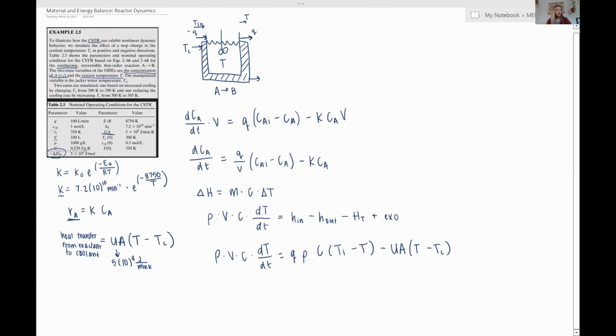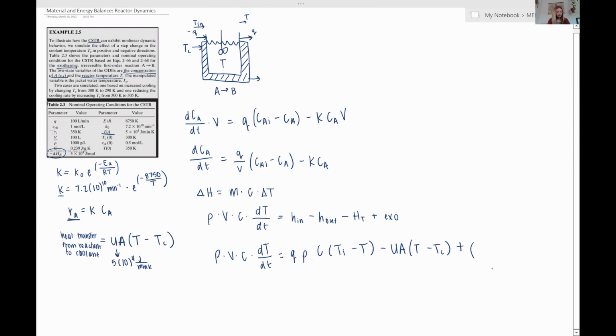All right, and I believe the units of that are already in joules per minute, so we don't need to multiply that by anything else to get the correct units. And now for our exothermic reaction part of the equation. So we're going to be adding this.